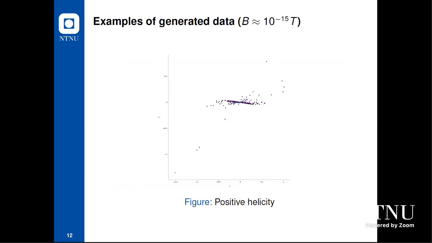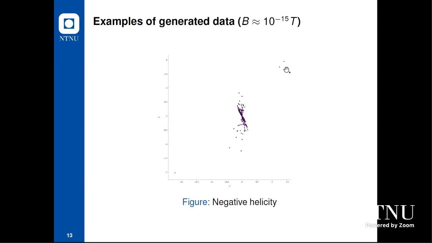An example of helicity is this. In this case, you can see that this is a positive helicity. I don't know if you can see, because it is quite small, but in case of a positive helicity, you have a shape like this. Can you see my pointer? Yes, we can see. Okay, you have a shape like this, possibly rotated. So you have some particles here, and then something like this.